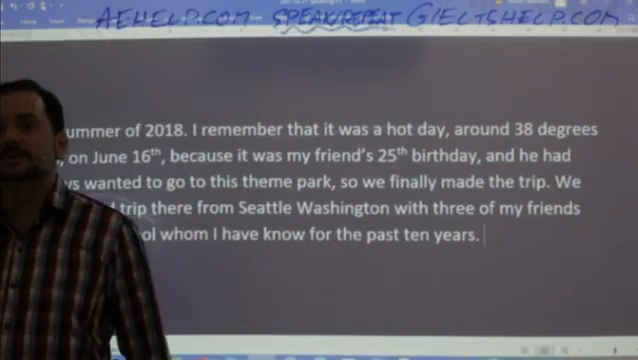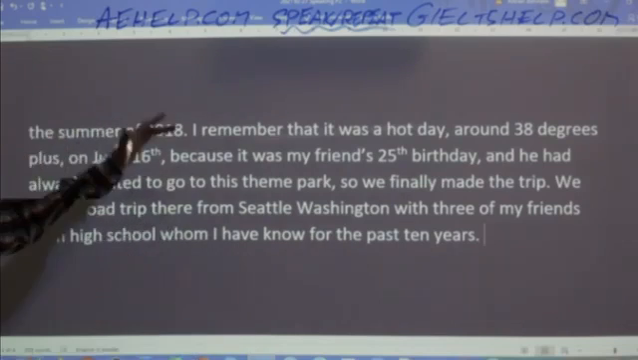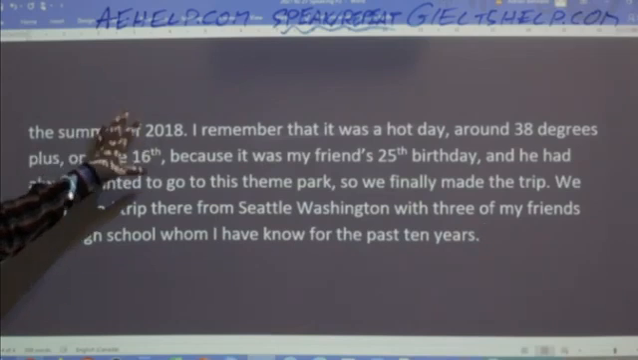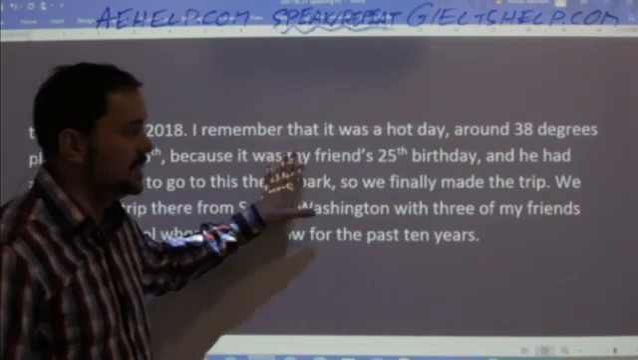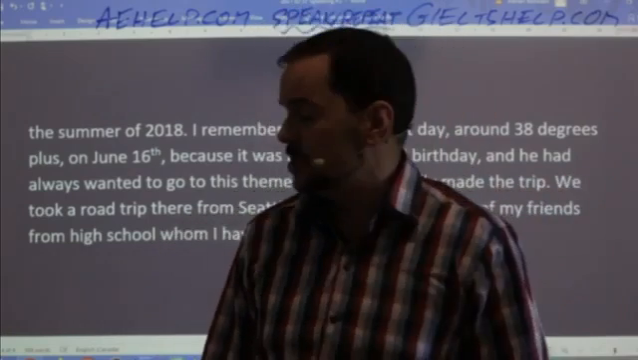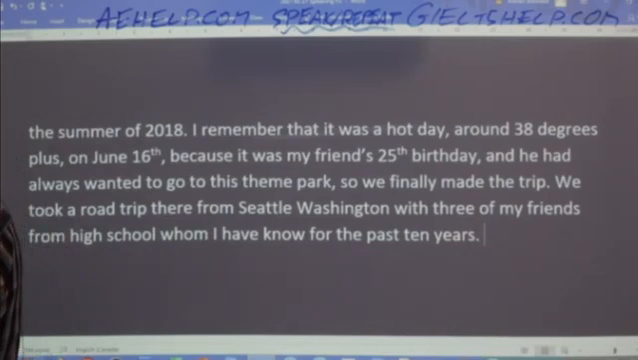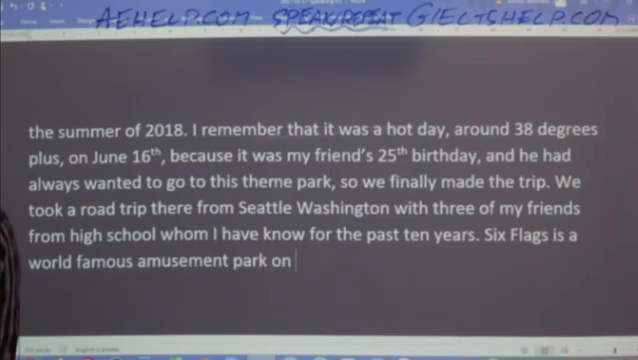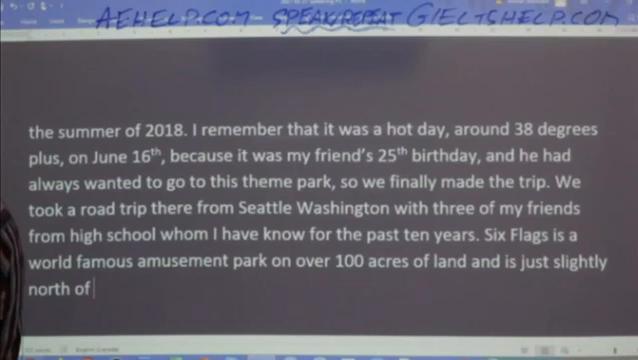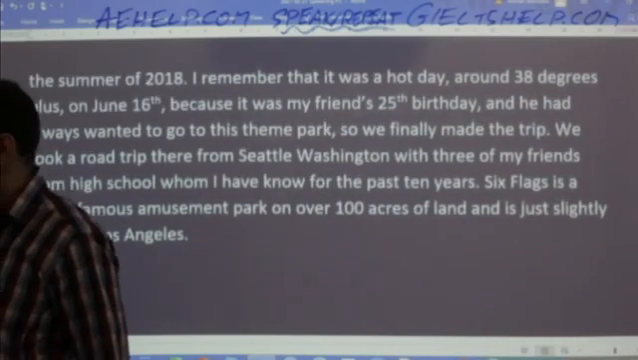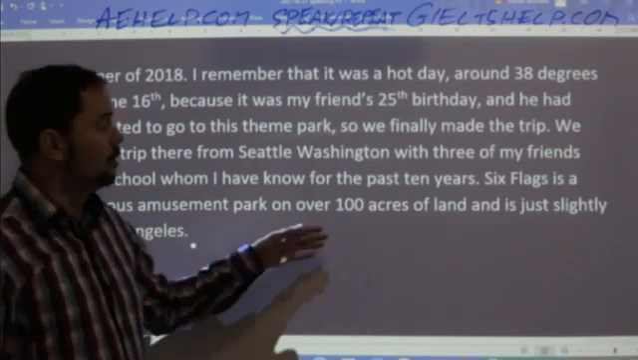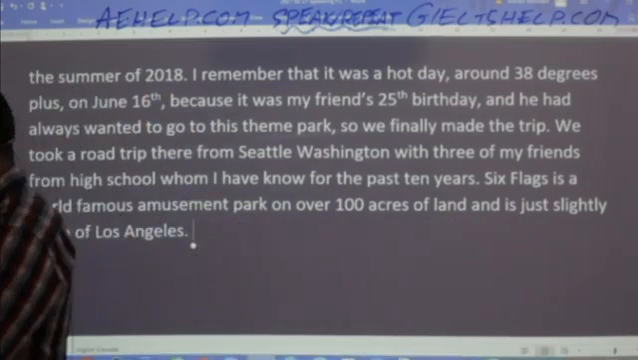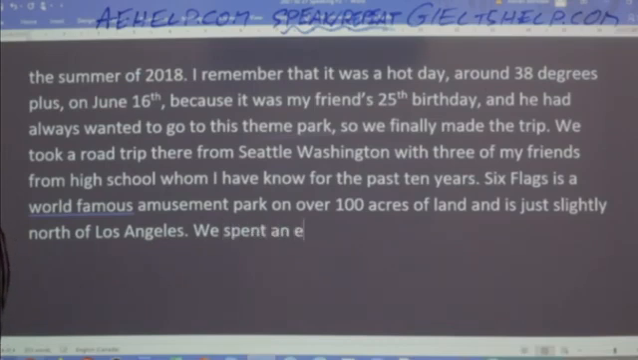So all I'm doing now is I'm sticking with my strategy and I'm going through time, location and attendees. Okay, so we know it's Six Flags, it's in California. I can even give more information about the location at this point before I go into the detailed activities. So, Six Flags is a world-famous amusement park on over 100 acres of land and is just slightly north of Los Angeles. We spent an entire day there from morning until night.